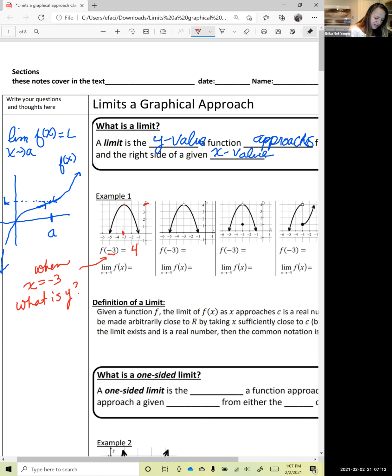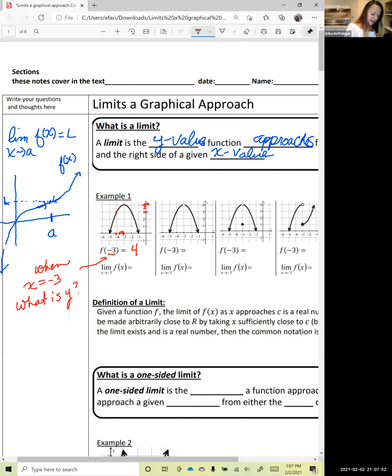On the left-hand side of x equals -3, we want to see what those y values are as we get closer and closer to -3 on the left. So for instance, -4 is to the left of -3, right? If I look at what my y value is when x is -4, I would see that I have a y value of 3. If I get even closer to x equals -3 on the left, so maybe -3.5, my y value is 3.5. Any number that I'm looking at closer and closer to -3 on the left, I see that my y value is getting closer and closer to 4.